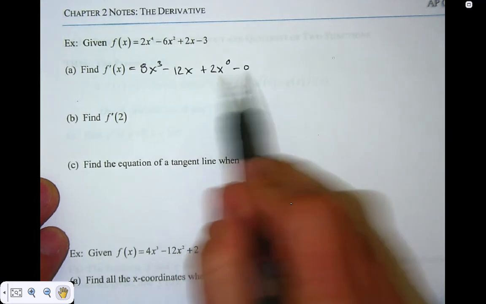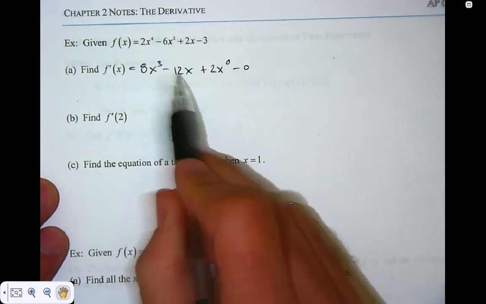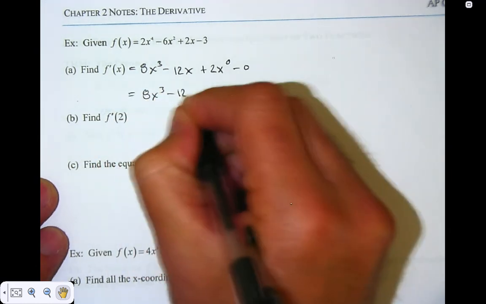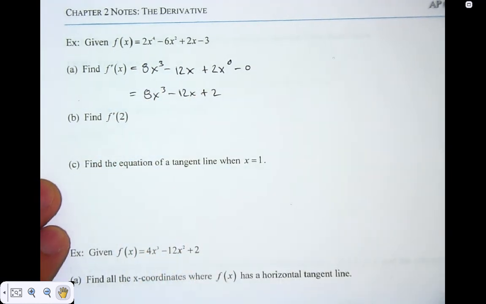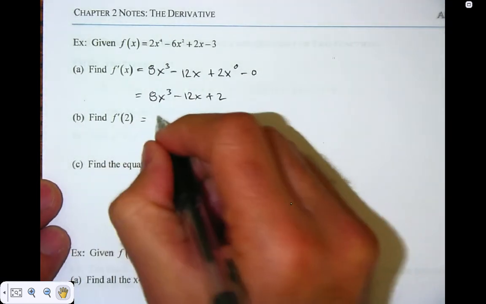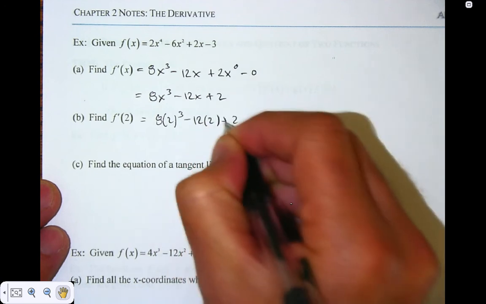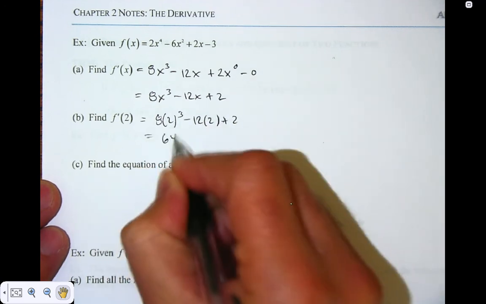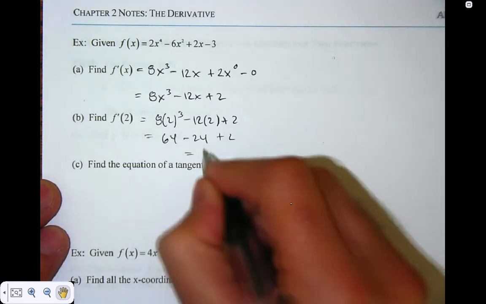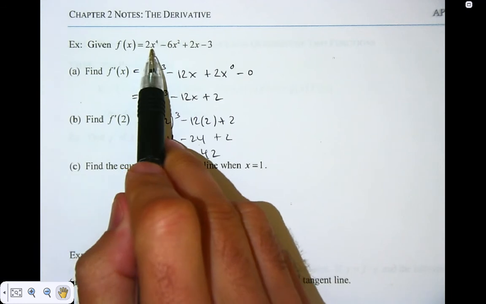Okay, I would not write this after this chapter, because we know all this stuff, but this is just to show you term by term what's happening. So you end up with 8x cubed minus 12x plus 2. And if you want the derivative at 2, all you do is plug in. It's nothing fancy. And so you get 8 times 8 or 64 minus 24 plus 2, which would be 42. Okay, and if you think about this, it's a polynomial of degree 4.